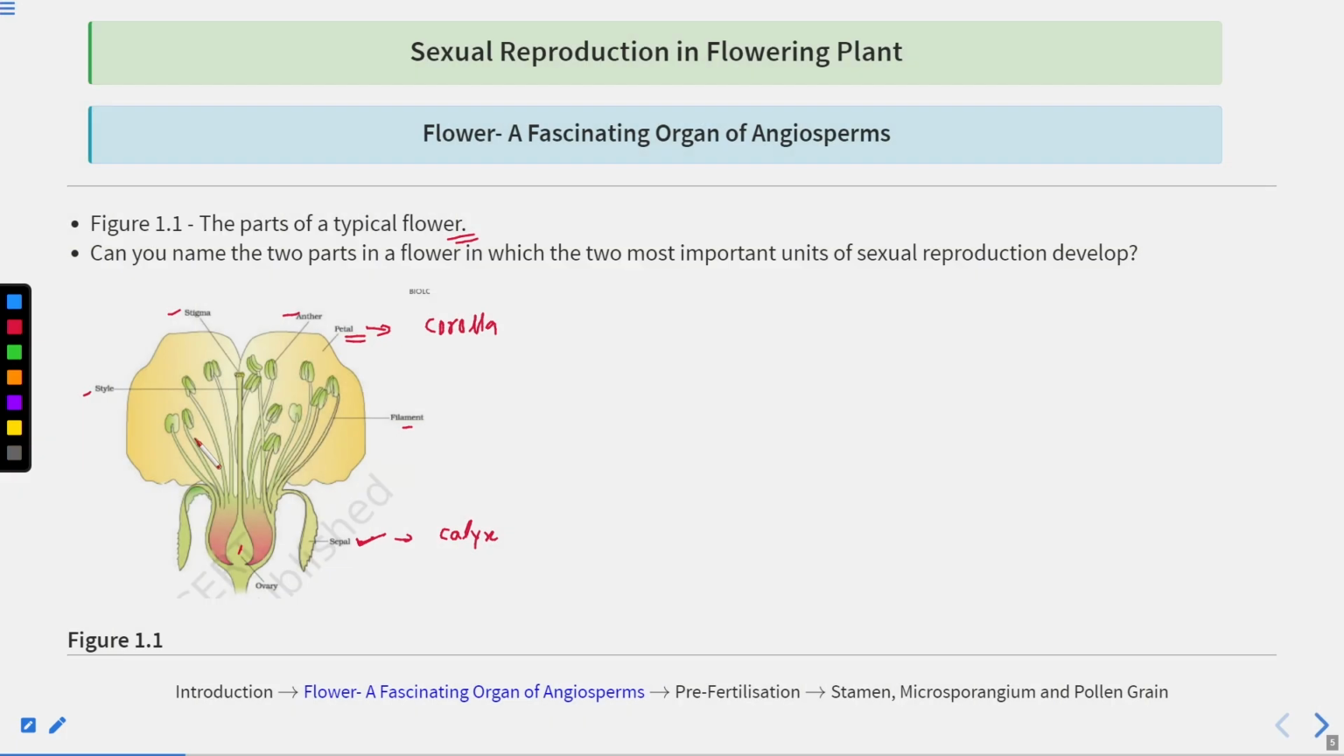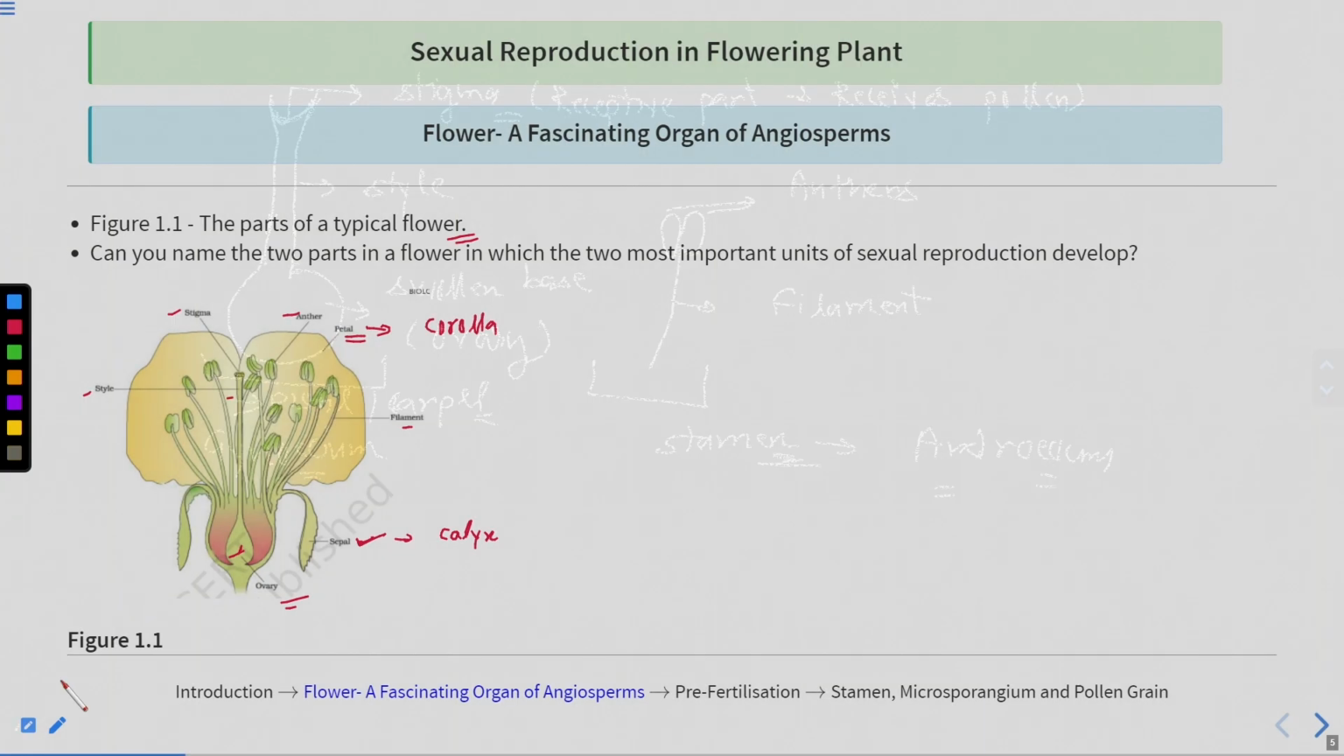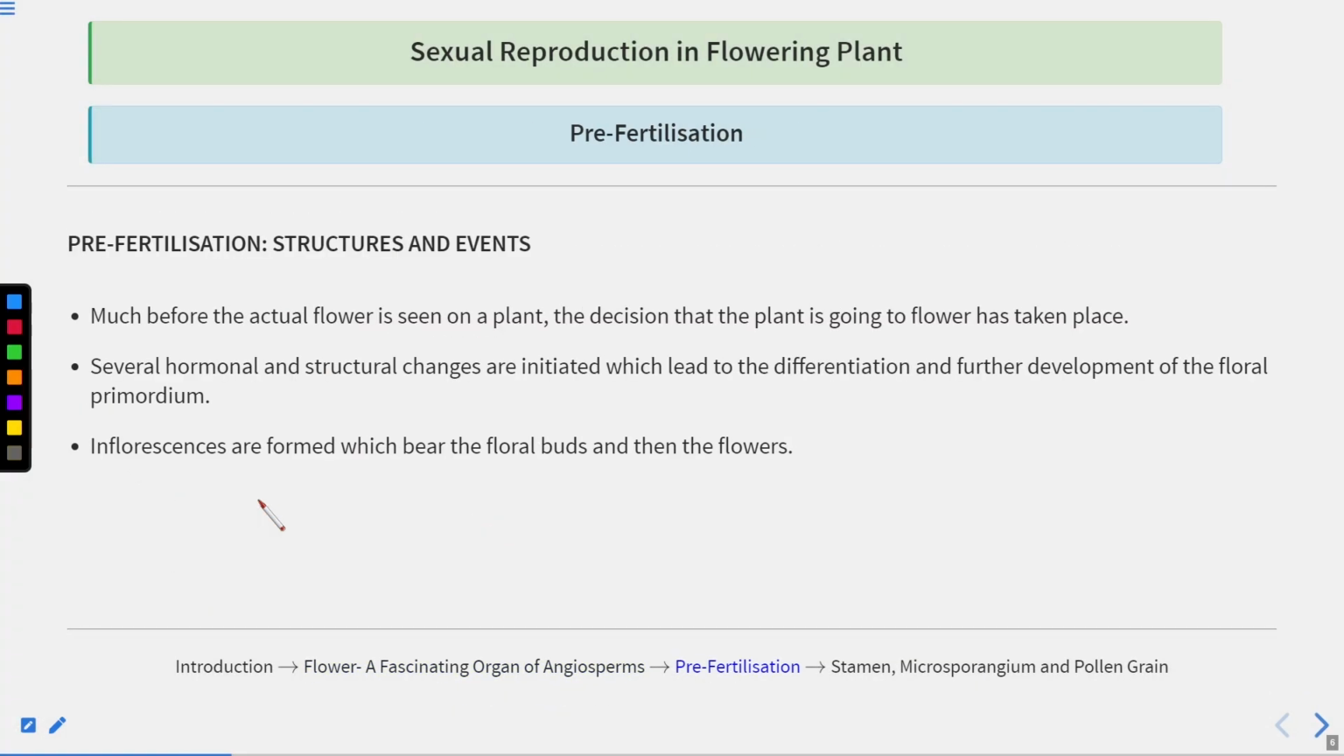All right, clear? So this is the image showing you the parts of the flower. You can see ovary, which is the swollen base, and then this is the style, and this is the stigma. Now this entire ovary, style, and stigma is known as the pistil, or you can say carpel. And the gynoecium, which is the female reproductive part, is represented by this pistil or the carpel. Clear? Now let's move on. Let's study about the pre-fertilization events, meaning before fertilization. What are the structures and the events before the fertilization?